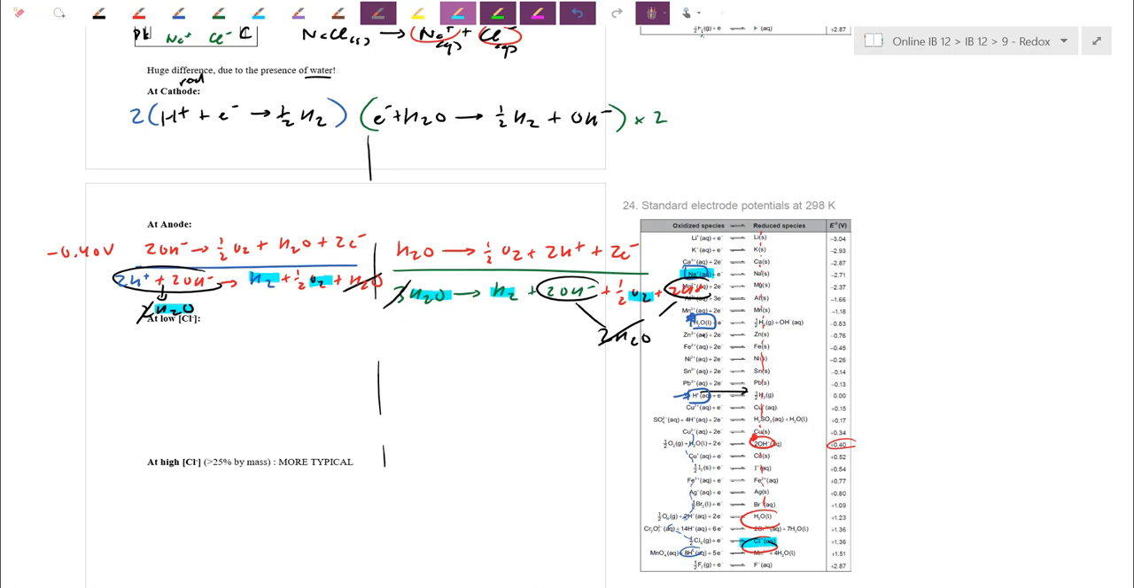So not only does water interfere, the sodium chloride didn't even have to be there. It's just there to improve the conductivity. Just showing you, you can actually use the water equation instead of the H plus, or the water equation instead of the OH minus. Okay.